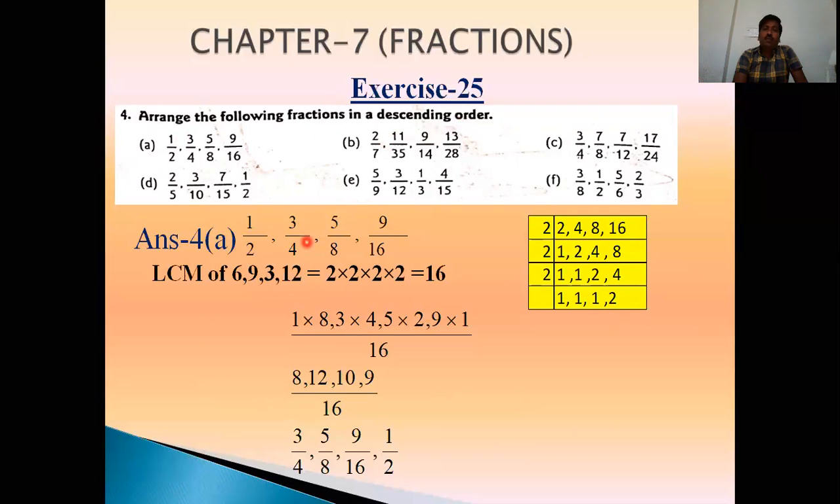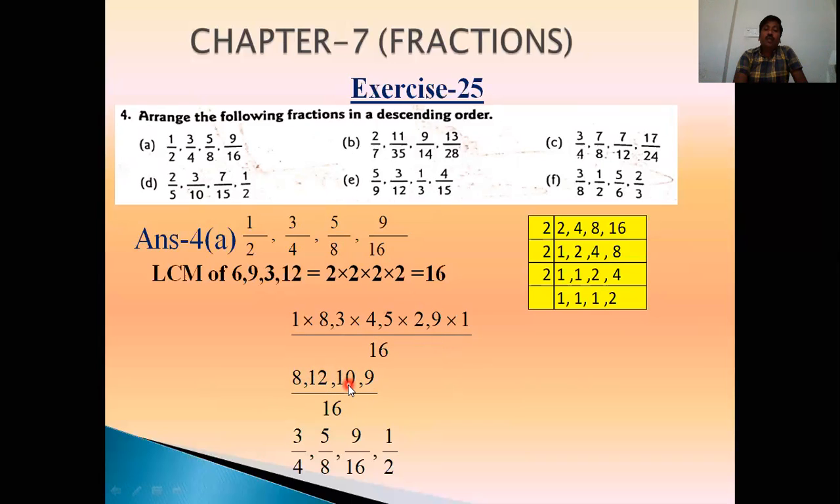In the simple way, first we find the LCM of the denominators. Now when we find the LCM, we divide this denominator into 16, we get 8, and the 8 as a quotient is multiplied by the numerator, 1 into 8. Now 4 into 4 is 16, and 4 is multiplied by 3. And 8 into 2 is 16, 5 into 2, and 16 into 1 is 16, 9 into 1. When we multiply them, we get 8, 12, 10, and 9.